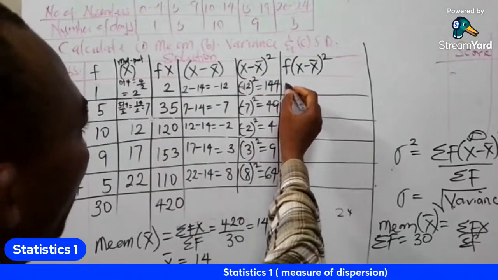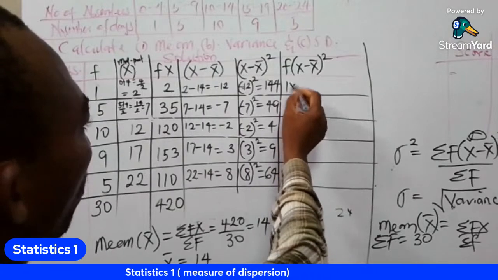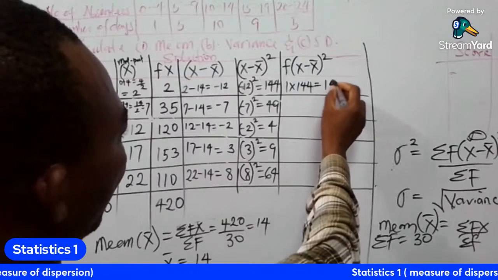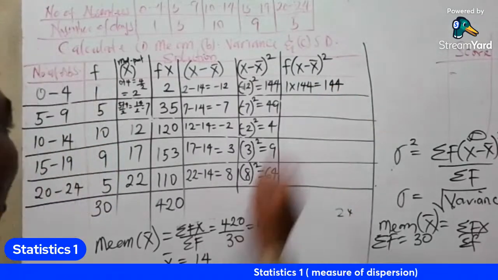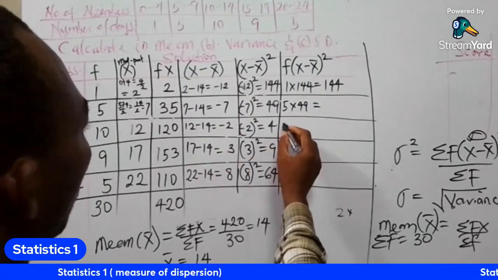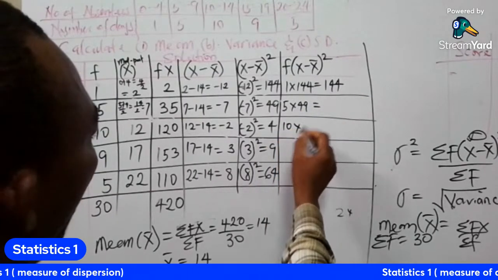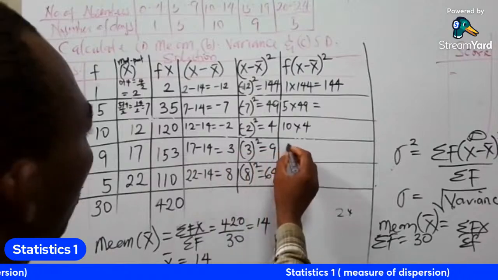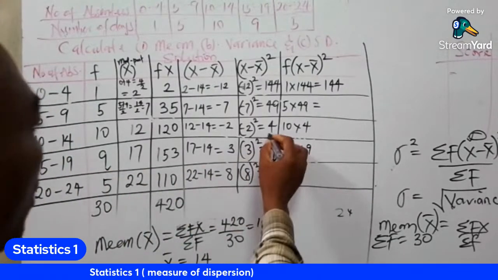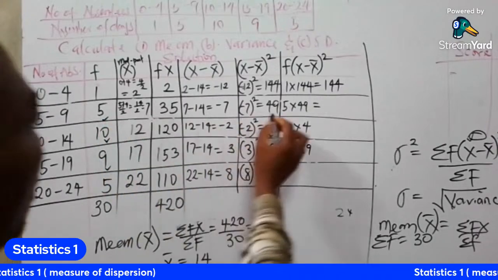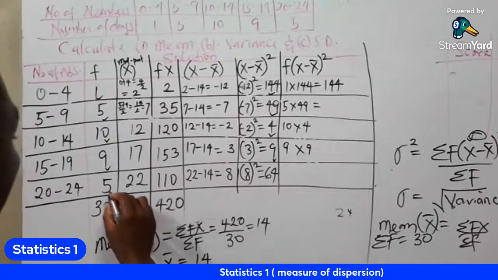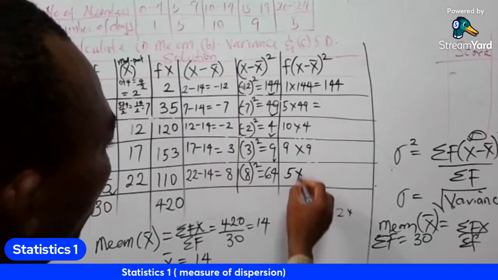So the first one, the frequency is 1 multiplied by 144. That is still the same thing, 144. The next one is 5 multiplied by 49. Next one, 10 multiplied by 4. Next one, 9 multiplied by 9. Moving on to the last one, I'll pick 5 multiplied by 64.